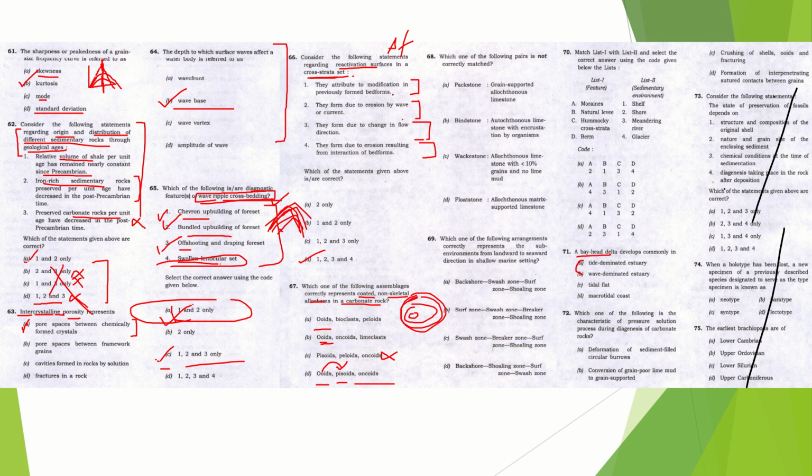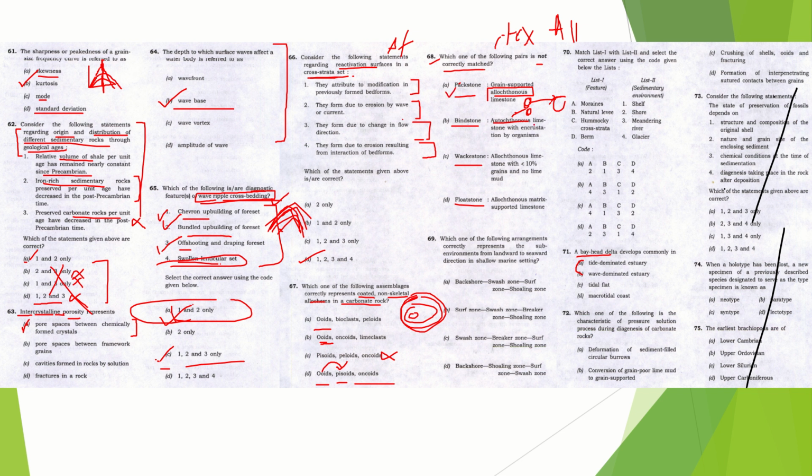So coming to the 68th question. Which of the following pairs is not correctly matched? You should know what packstone, bindstone, backstone, and floatstone are. The question is on texture from the carbonates. So grain support; you should know the difference between allochthonous and autochthonous. Allochthonous is something that involves transport, that originated somewhere else and is now transported to some other place. Autochthonous originated right there and is still there, not transported. So packstone, it's a grain supported allochthonous limestone. That is correct.